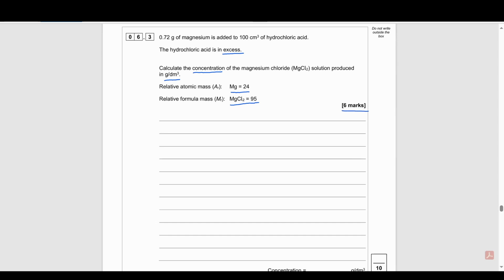So they've given us the mass of magnesium and the volume of hydrochloric acid in which this magnesium has been dissolved. We want to find the concentration, but of magnesium chloride. So we should expect to use both the mass of magnesium and the volume of hydrochloric acid in our calculation.